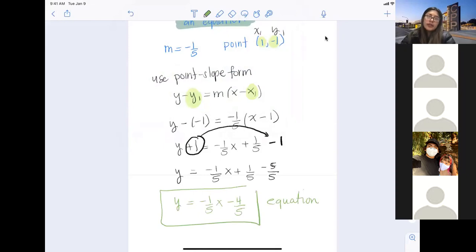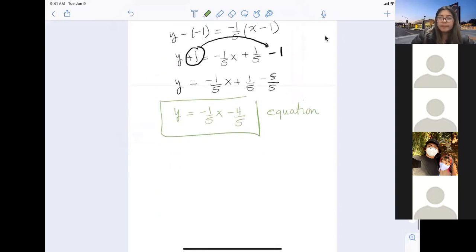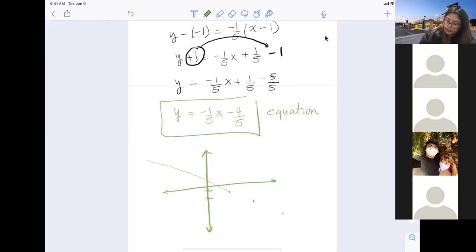Now that you have the equation of the line, you can start graphing. So you start at negative 4/5 on the y-axis, which is down here, very close to negative 1. And then you go down 1 over 5, down 1 over 5, down 1 over 5. And this is your line.